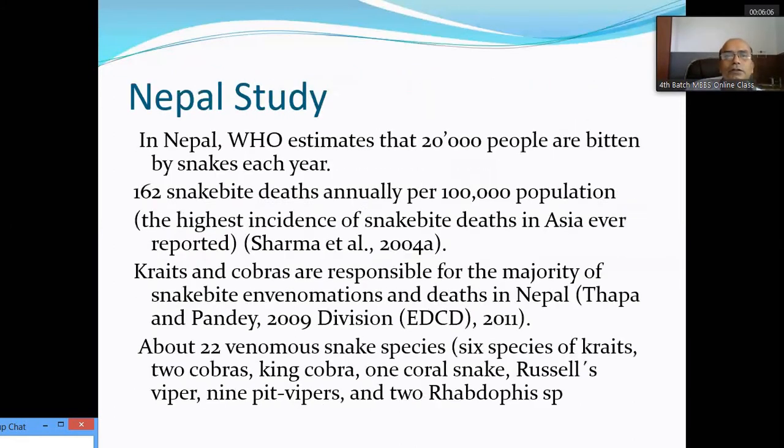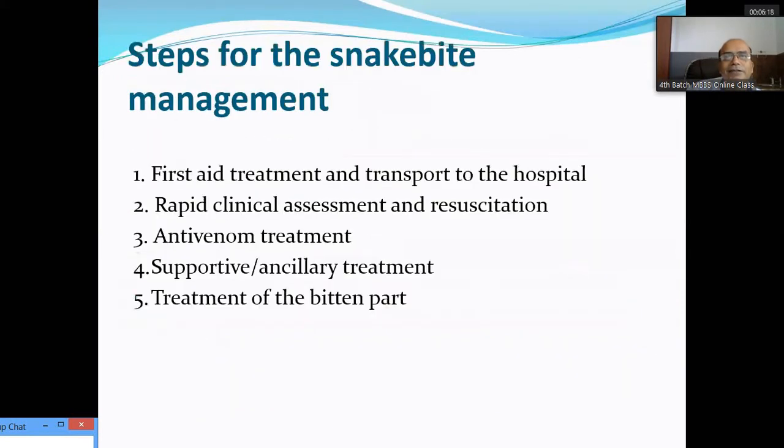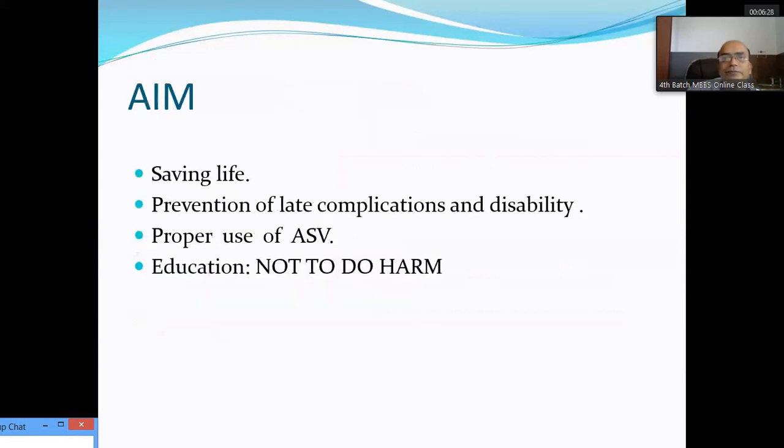So these slides have been described in the previous class last week. These are the factors in snake bite management. I will be focusing on the anti-snake venom treatment and the possible complications today.